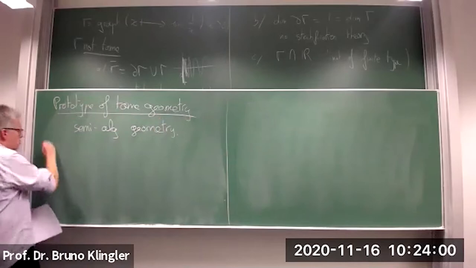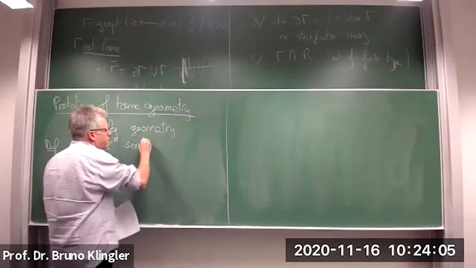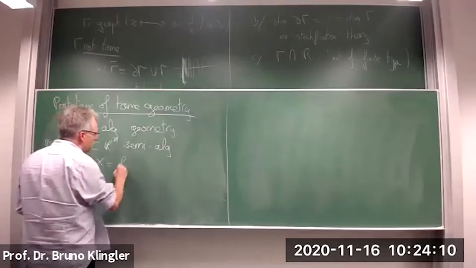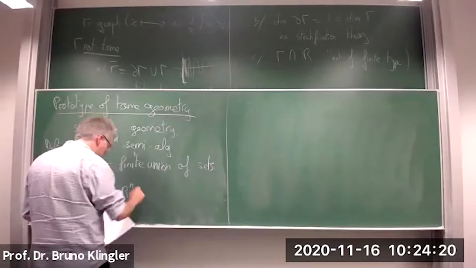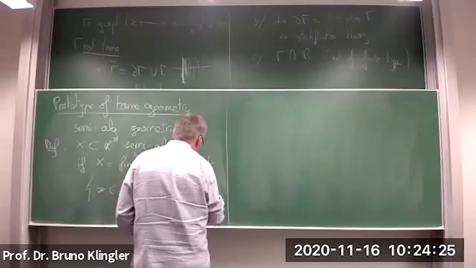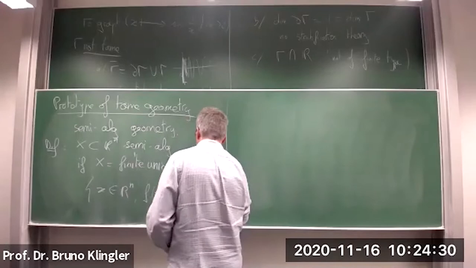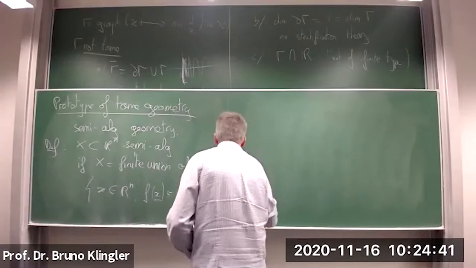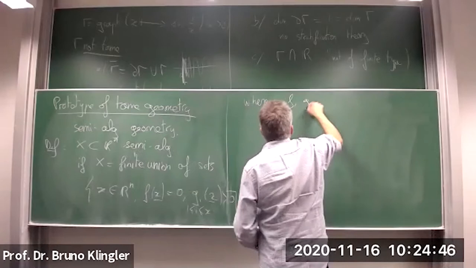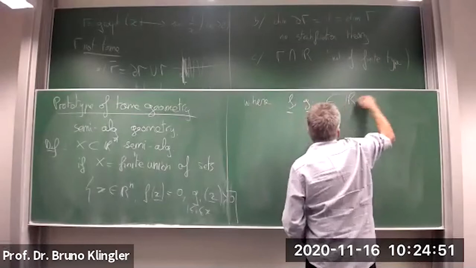So I just remind you the definition. X in R^n is semi-algebraic means that X is a finite union of sets of the form {x in R^n such that f(x) = 0 and g_i(x) > 0}, with one polynomial equal to zero and finitely many other polynomials positive, where f and the g_i are polynomials. So this is the standard definition.